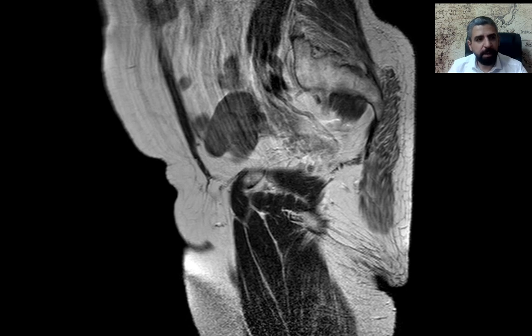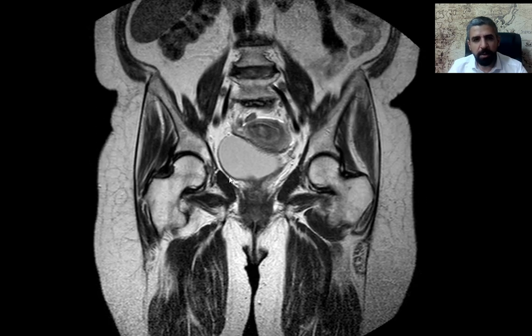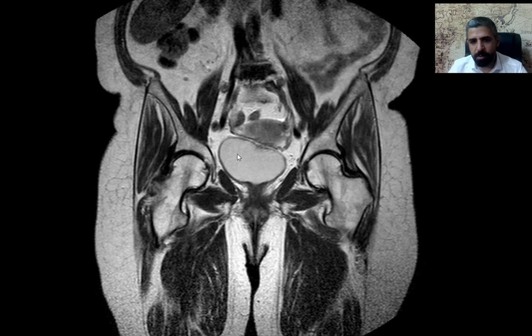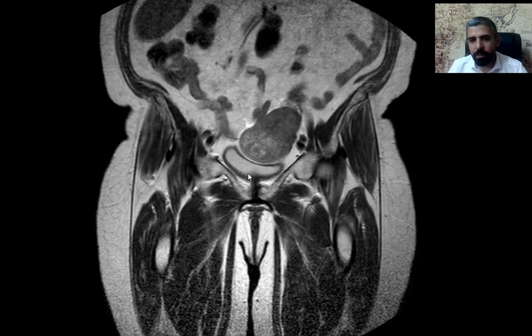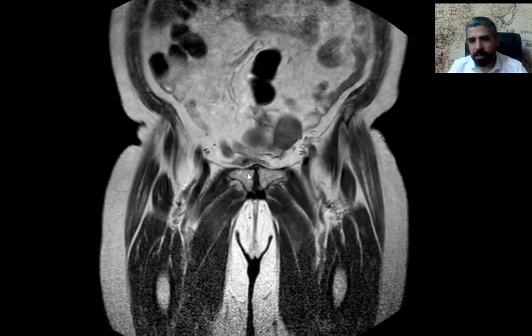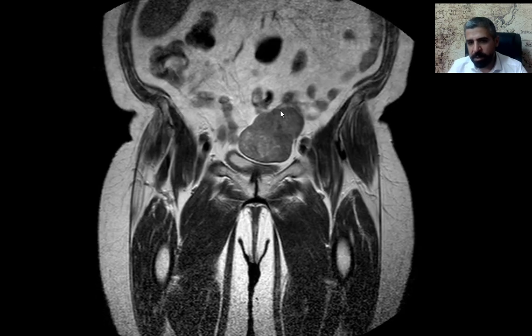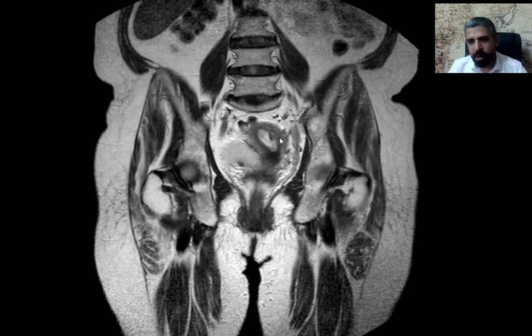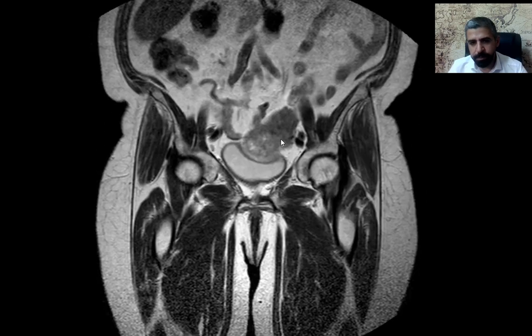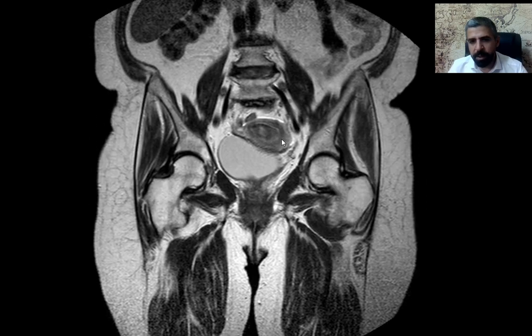So first of all, let's start with this image. That's a coronal T2 weighted image. You know it's T2 because the urine in the urinary bladder is bright, and we can see here that there is some sort of a mass. We will have more details about it in a few minutes. Okay, so there is a mass here.